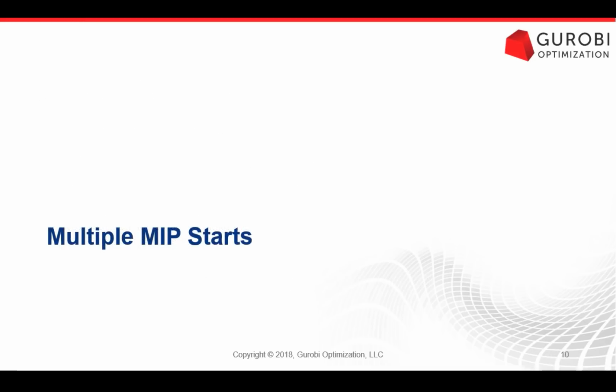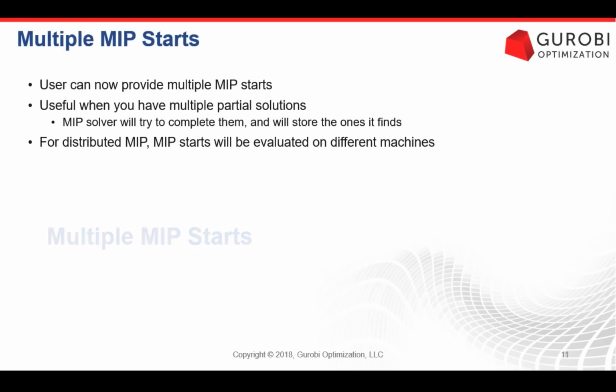The next new feature I want to talk about is our new support for multiple MIP starts. So we've always provided the ability for the user to specify a MIP start. A MIP start is a set of settings for the variables that you as the user know produces a feasible solution. What's new in this release is now you as a user can provide multiple MIP starts. So if you know multiple potential solutions, you can specify all those solutions.